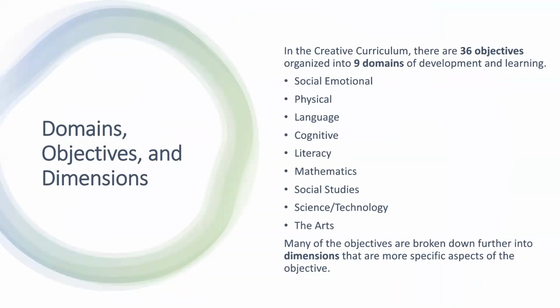First, let's go over a little bit of vocabulary. In the Creative Curriculum, there are 36 objectives organized into 9 domains of development and learning. The 9 domains are social-emotional, physical, language, cognitive, literacy, mathematics, social studies, science and technology, and the arts. The 36 objectives are sometimes broken down further into dimensions that are more specific aspects of the objective.